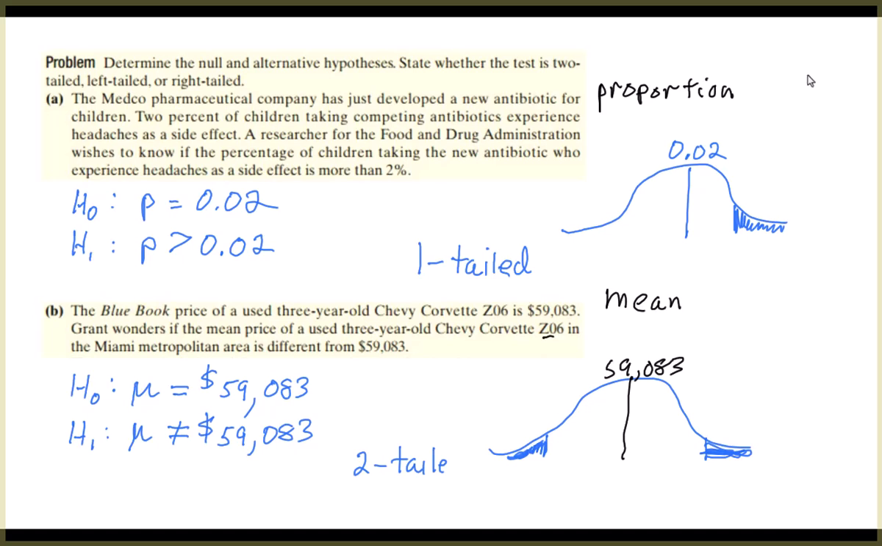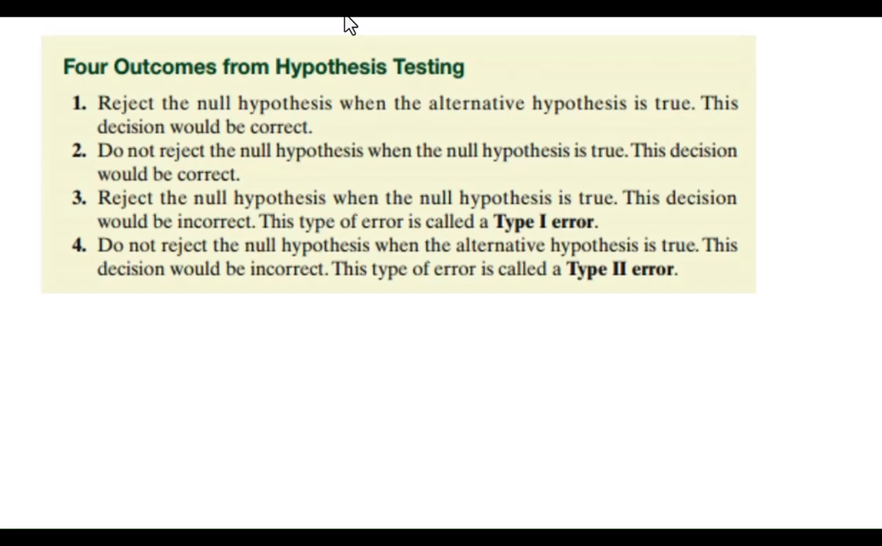All right, two-tail test. When we're doing these hypothesis tests, there are only 4 ways they can turn out, just 4 outcomes. Let's go through them. We're either going to reject the null or we're not going to reject the null. Those are our 2 choices. So number 1, the alternative hypothesis is true. That means the null is not true, and we reject it. That's a good choice.